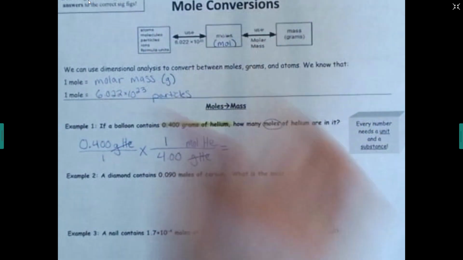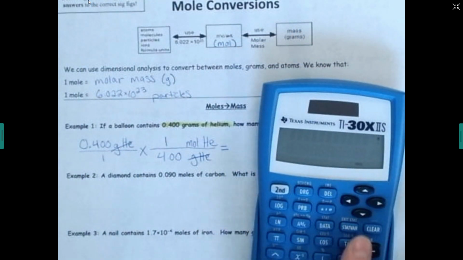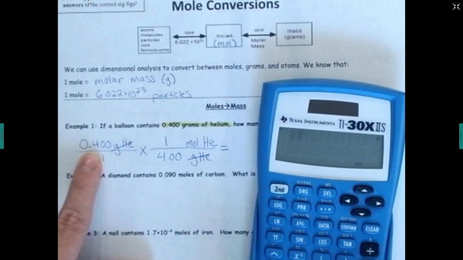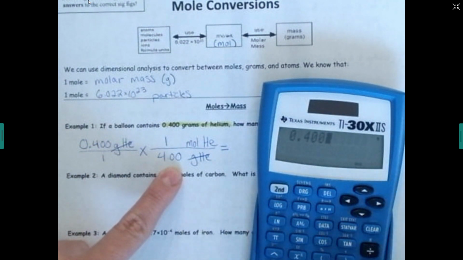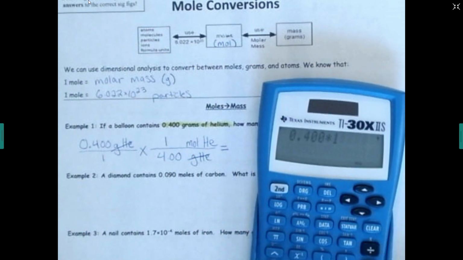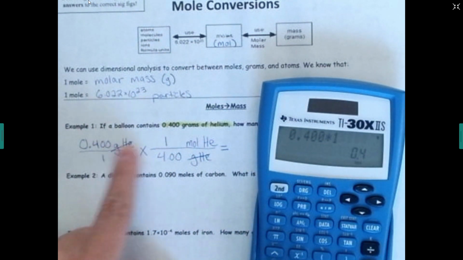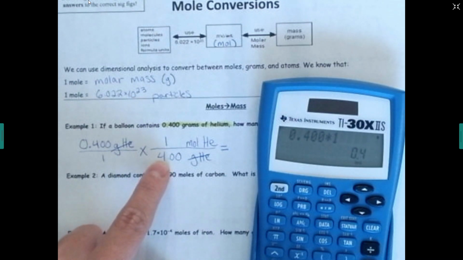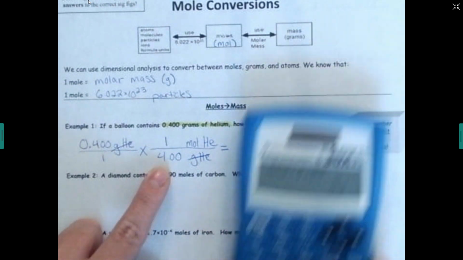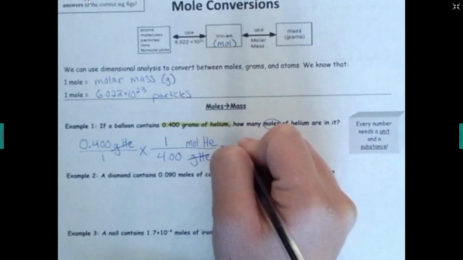So now I'm going to put this in my calculator. So I'm going to go 0.400, and then if it's on the bottom, you have to divide. So I'm going to, and the 1, yes, I can multiply times 1, but is that going to change anything? Nope. Okay, so I multiply times 1, but now I need to divide by the bottom. Again, here's a 1 here, so it's not going to affect anything. So I'm going to divide by 4.00. And I get 0.1.